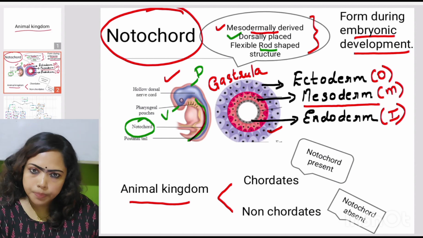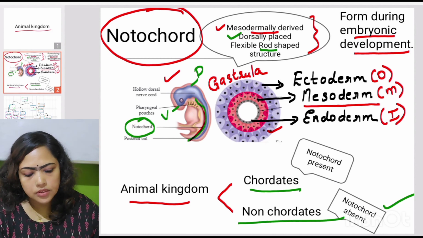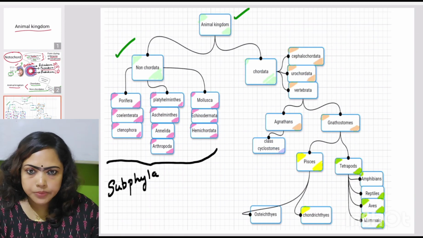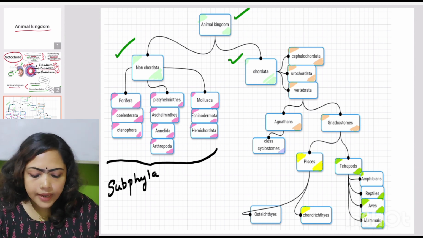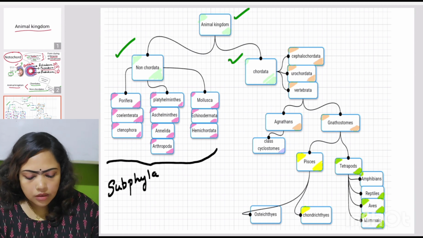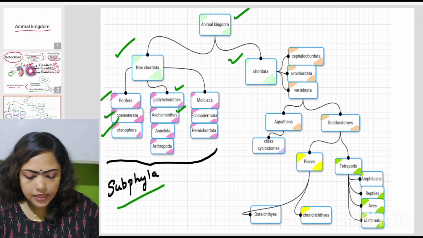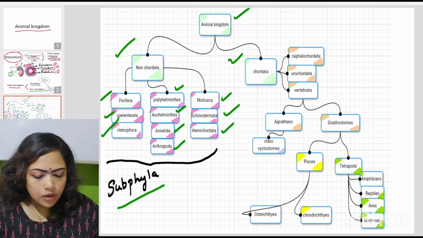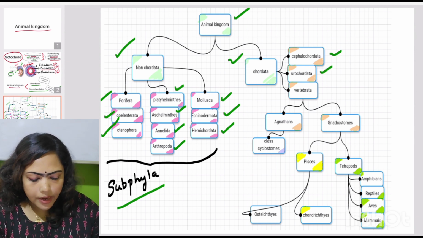So if the notochord is present, they are called chordates, and if the notochord is absent, they are called non-chordates. Let's see the classification. The animal kingdom is classified into two: non-chordates if the notochord is absent, and chordates if the notochord is present at any stage. The non-chordates include different phyla: Porifera, Coelenterata, Ctenophora, Platyhelminthes, Aschelminthes, Annelida, Arthropoda, Mollusca, Echinodermata, and Hemichordata. Then Chordata includes three different subphyla: Cephalochordata, Urochordata, and Vertebrata.